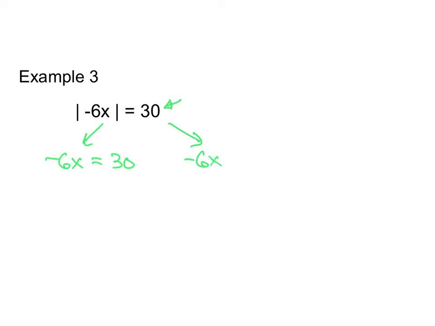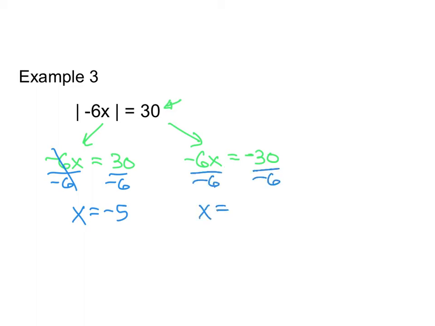Negative 6x equals negative 30. Notice how the inside of the absolute value stays exactly the same. The only thing that changes is the answer gets a negative, negative 30. We're going to divide by negative 6 on both sides. So we have x equals negative 5. And for the other, we divide by negative 6 on both sides. We have x equals negative 30 divided by negative 6, which is positive 5. So again, these are our two answers for the absolute value.